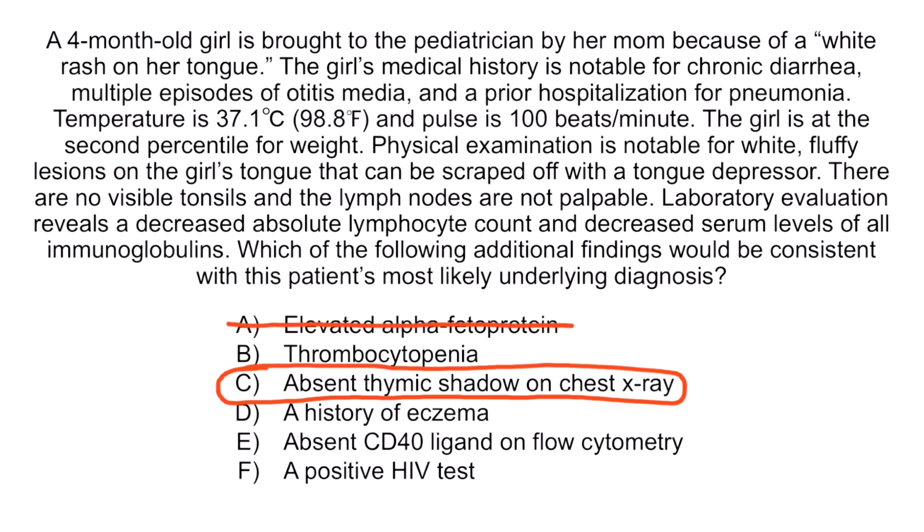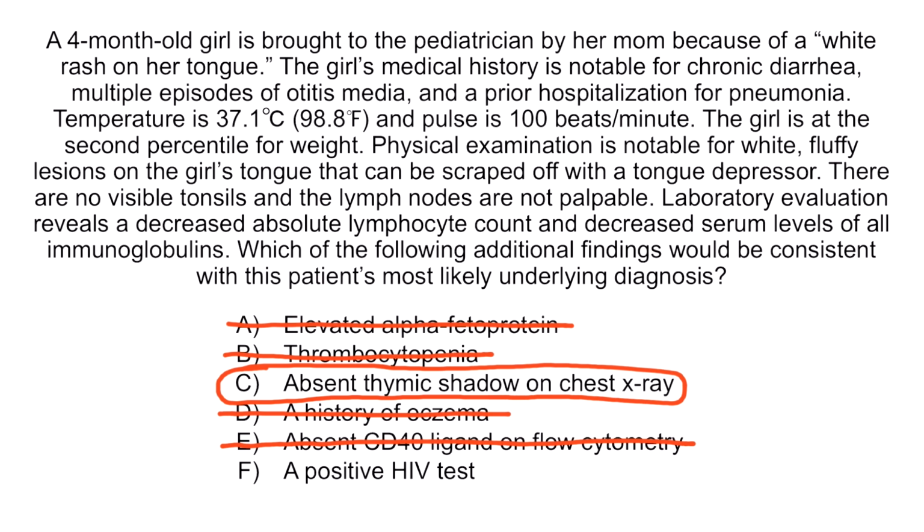Option A, elevated alpha-fetoprotein, is not seen in patients with SCID. Rather, it can be seen in patients with ataxia-telangiectasia syndrome. Option B, thrombocytopenia, and option D, a history of eczema, are both clinical features of Wiskott-Aldrich syndrome, which is unlikely in this clinical vignette. First, Wiskott-Aldrich syndrome is X-linked recessive and therefore more commonly seen in boys than in girls. Second, this patient does not have any clinical features that would indicate thrombocytopenia, such as petechiae, purpura, and history of bleeding or easy bruising. And third, absence of tonsils and palpable lymph nodes is not a common clinical feature of Wiskott-Aldrich syndrome.